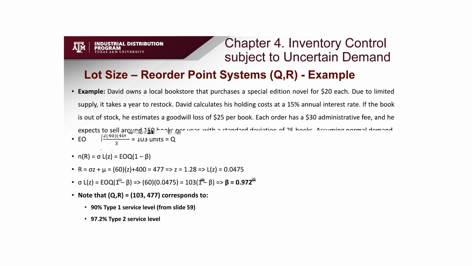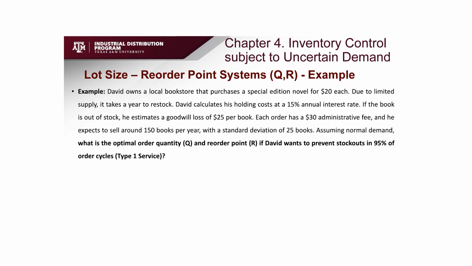All right, second example. Now, David owns a bookstore and stocks a special edition novel for $20. And restocking takes a year. He uses a 15% annual interest rate, estimates a $25 goodwill loss when the book's out of stock, and pays a $30 admin fee per order. He sells about 150 copies a year, with a standard deviation of 25, and demand is normal.